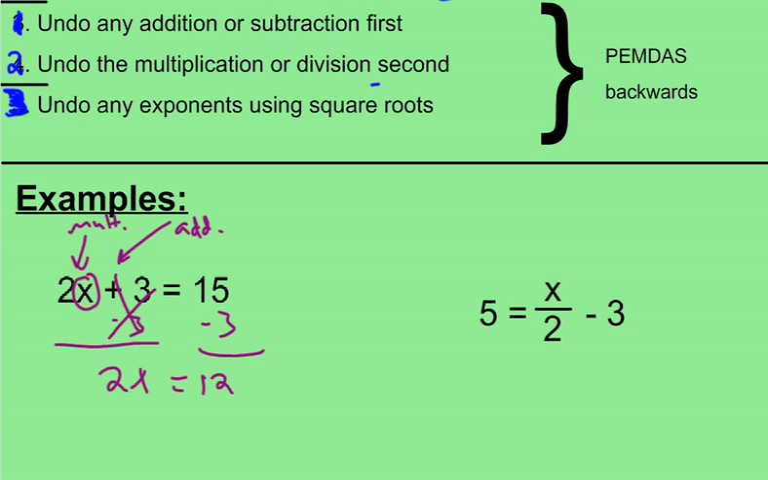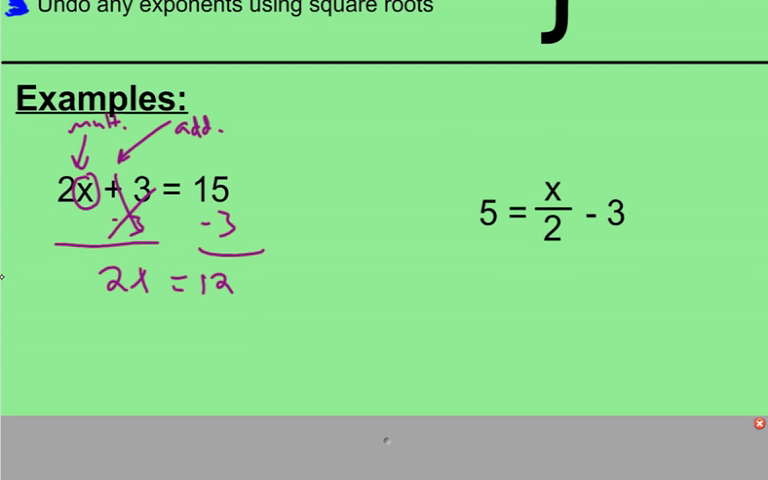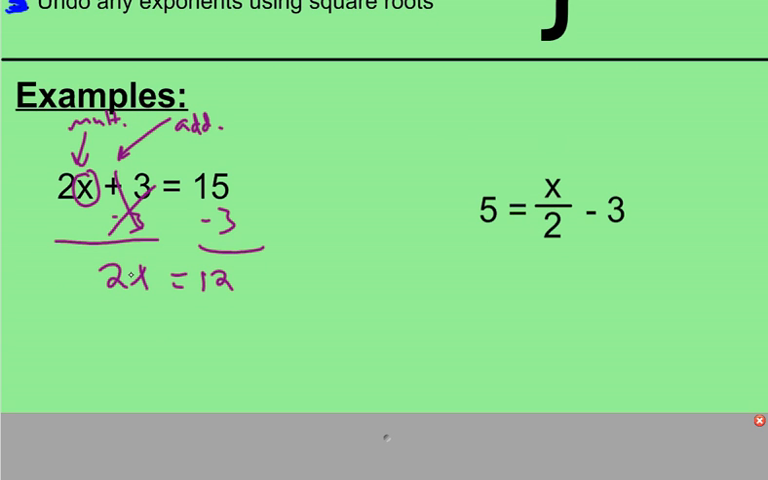Next step is looking for any multiplication or division. Well, we have multiplication here, like we said. So we undo multiplication by dividing. Divide this whole thing by 2, and divide this whole thing by 2. What you do to one side, you must do to the other. So x is all by itself now. It's just 1x. That's what we wanted to figure out, what 1x is worth. 12 divided by 2 is 6, so x is equal to 6. x would be worth 6.